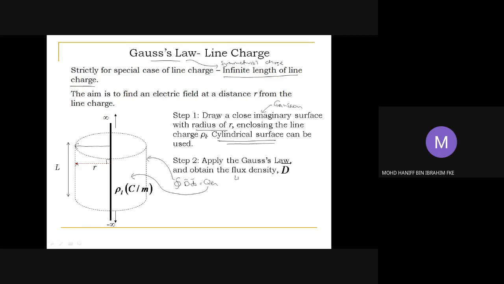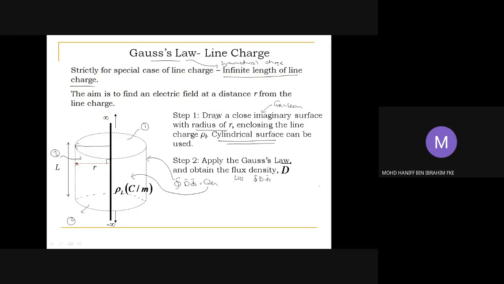The left-hand side is the D dot dS closed surface integration. Based on this closed surface, we are supposed to have three different surfaces. The first one is the top surface, secondly is the bottom surface, and thirdly is your curved surface. So we have three surfaces that build up this particular closed surface, or Gaussian surface, structure.